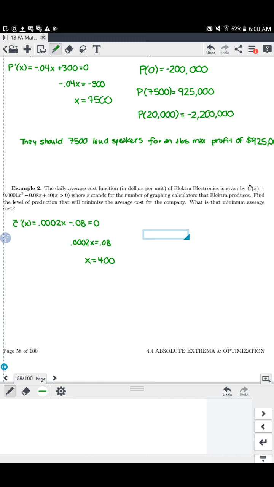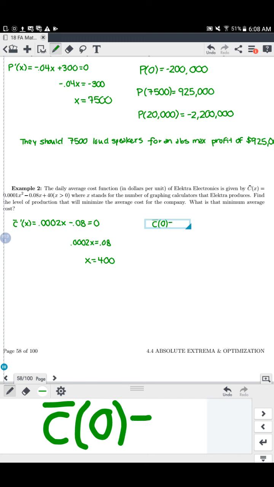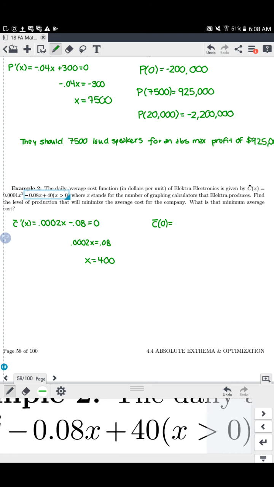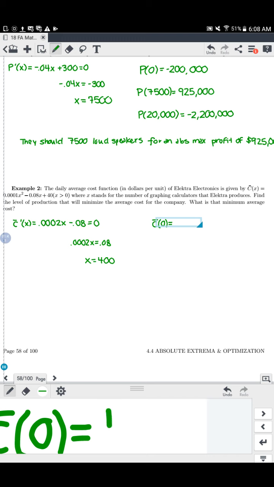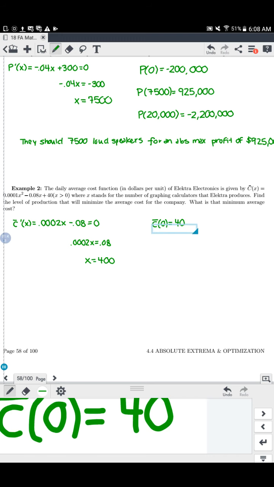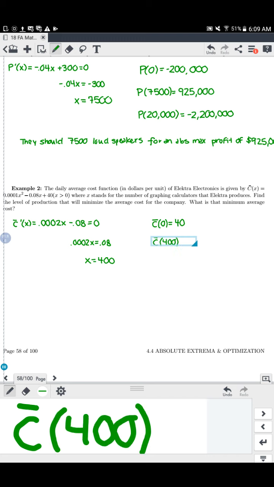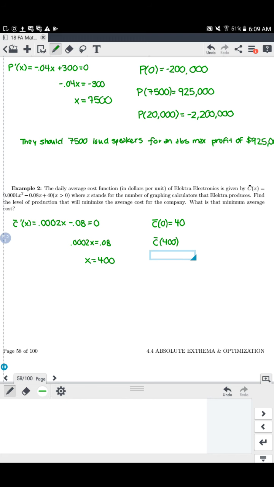And so I have my endpoint. They have to produce more than 0. So the least they could produce is 0. And they're going to do more than that, is what they've already said. So if they plug in 0 here, my average cost is 40 in the original function. Compare that with my critical number, 400. And I don't have an upper bound to compare here. So that's unfortunate. When there's no upper endpoint, then we're going to have to make a sign chart anyway.